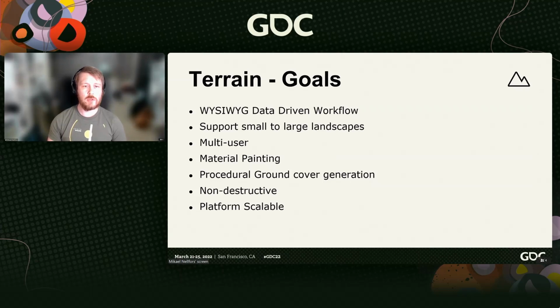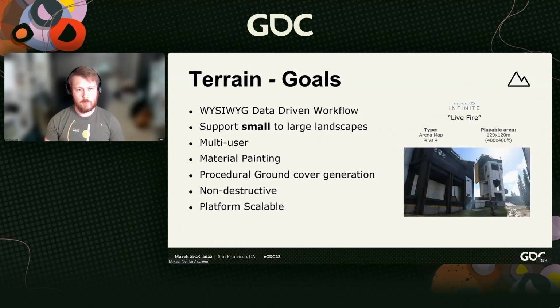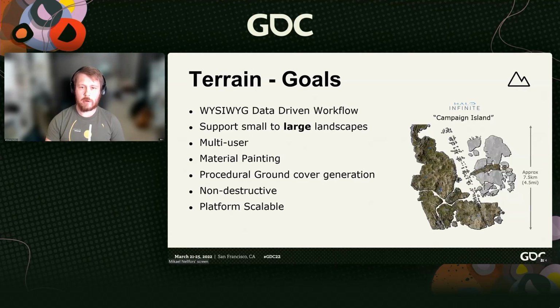So some of the goals we set out for ourselves, again, we wanted what you see is what you get to speed up our iteration speed. We needed to support small to large landscapes. Small, like something like Livefire from Halo Infinite, which is a small arena map, 120 by 120 meters, to something as large as our campaign island, which is 7.5 by 7.5 kilometers. It needed to support multiple users working at the same time, so we don't lock up files or areas. And that includes being able to paint down materials, get physics material with effects and sound, getting ground cover generation procedurally with it. It needed to be non-destructive and platform scalable.